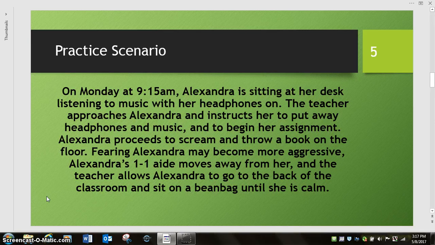Okay, so the scenario reads: on Monday at 9:15 a.m., Alexandra is sitting at her desk listening to music with her headphones on. The teacher approaches Alexandra and instructs her to put away her headphones and music and to begin her assignment. Alexandra proceeds to scream and throw a book on the floor. Fearing Alexandra may become more aggressive, Alexandra's one-to-one aide moves away from her, and the teacher allows Alexandra to go to the back of the classroom and sit on a beanbag until she is calm. So take a moment and go ahead and put this in ABC sequence.